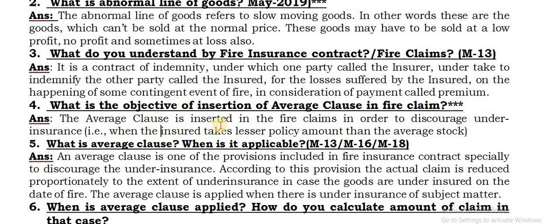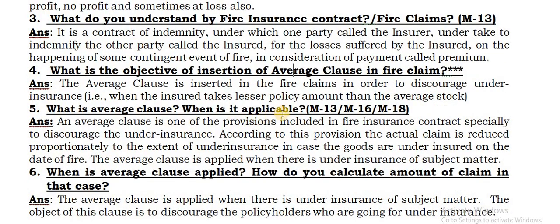Simple thing. To discourage under insurance, this is the word we require. I told you when you go for under insurance, you will be paying a lower premium, but you are forced to ask for a higher claim. That is not allowed. That is the reason why every insurance company will not allow under insurance. So to discourage under insurance, there is a need for applying the average clause.